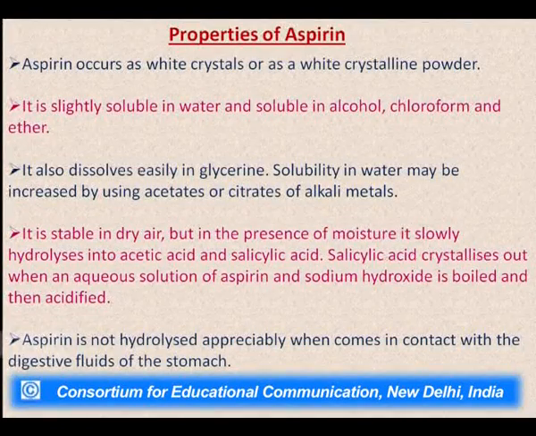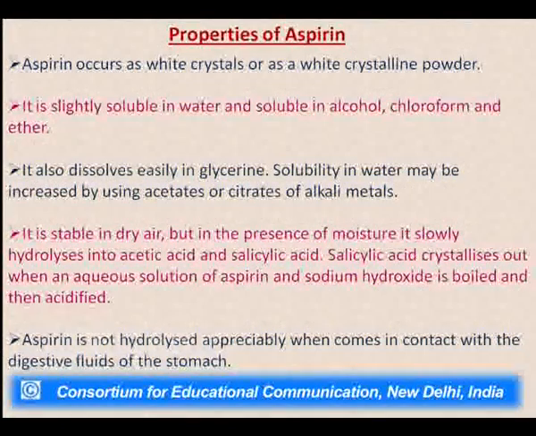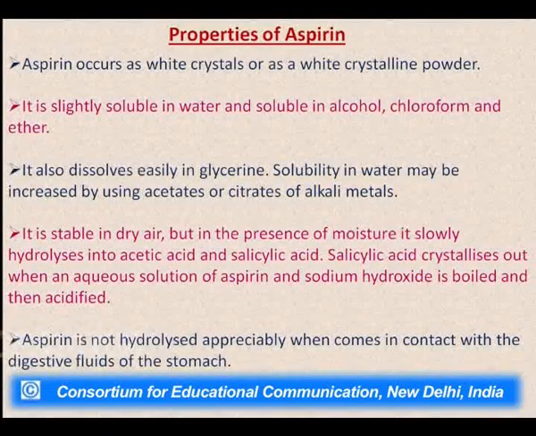Then comes the properties of aspirin. Aspirin occurs as white crystals or a white crystalline powder. It is slightly soluble in water and is soluble in alcohol, chloroform and ether also. It also dissolves easily in glycerine. Solubility in water may be increased by using acetates or citrates of the alkali metals.